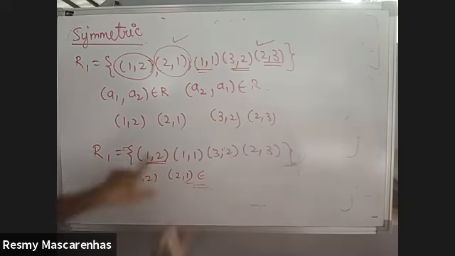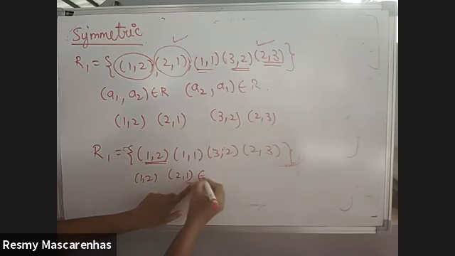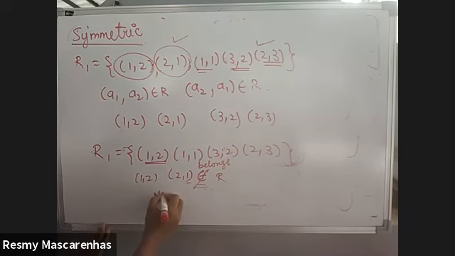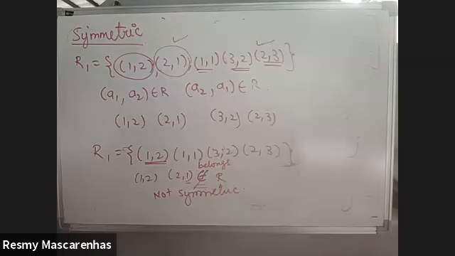So 2 comma 1 is not in R. It is nothing but means belongs. If you want, you can write and keep that it is not belonging. 2 comma 1 is not there in that R. So that's why it is not symmetric. 1 comma 2 is there, but its reverse is not there. So that's why it is not symmetric.